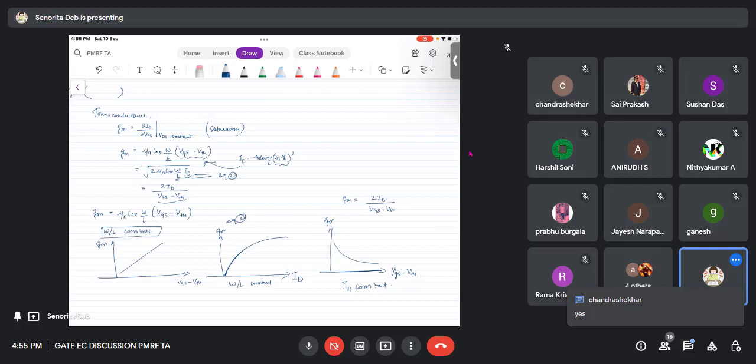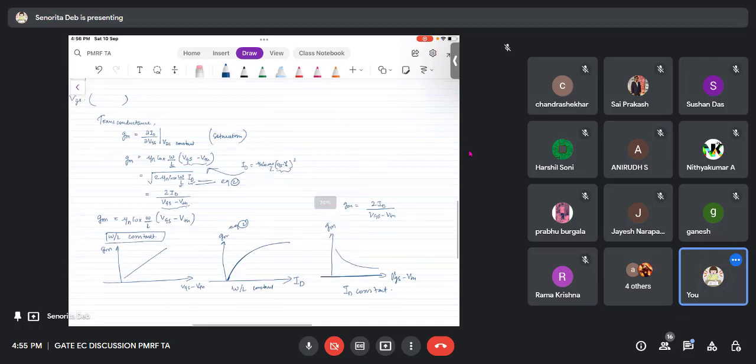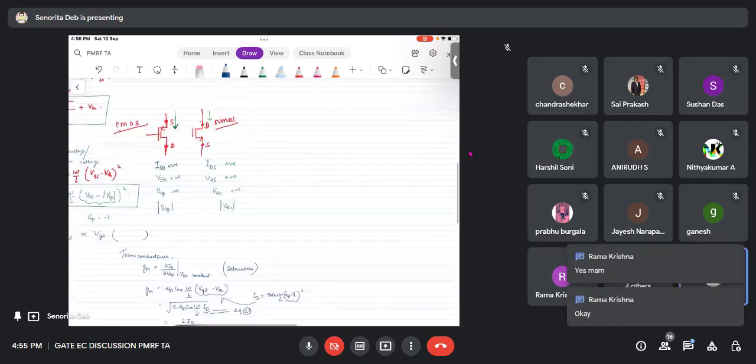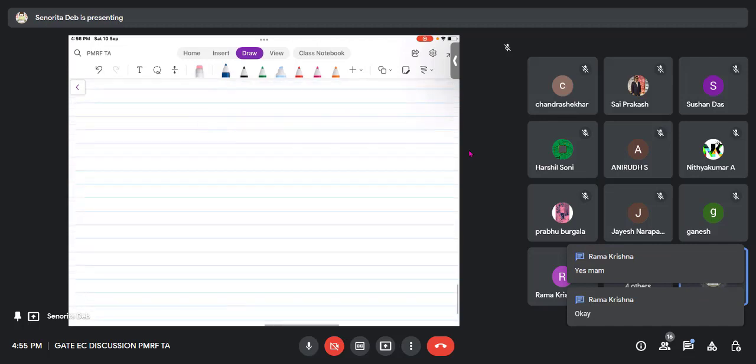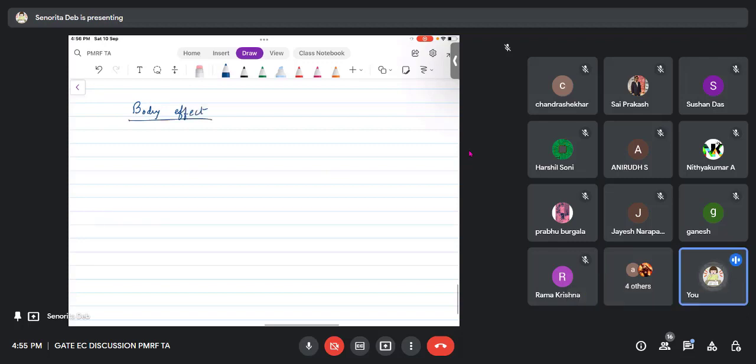Okay, so let's see what body effect is. I'll quickly tell you. I won't take much time because normally I have seen numerical answer type questions sometimes they can ask. Okay, so body effect is, as I had mentioned, that MOSFET is a 4-terminal device. Okay, and this is the P substrate.